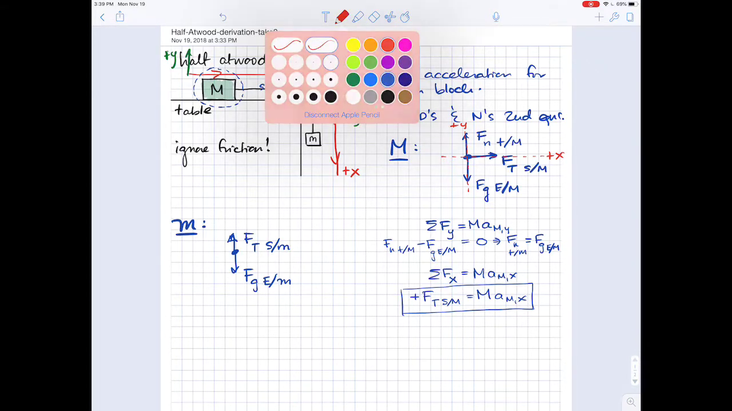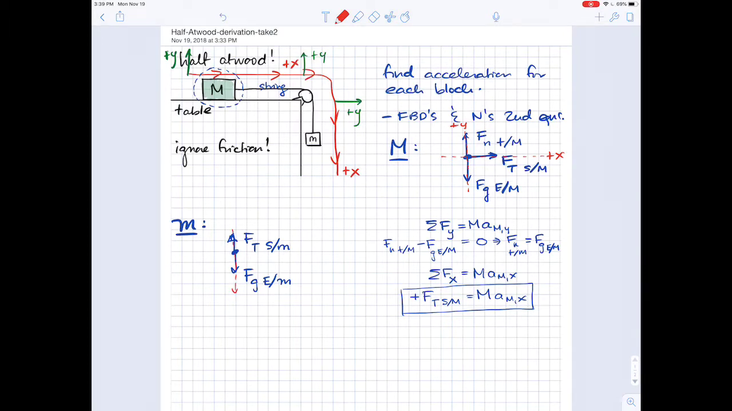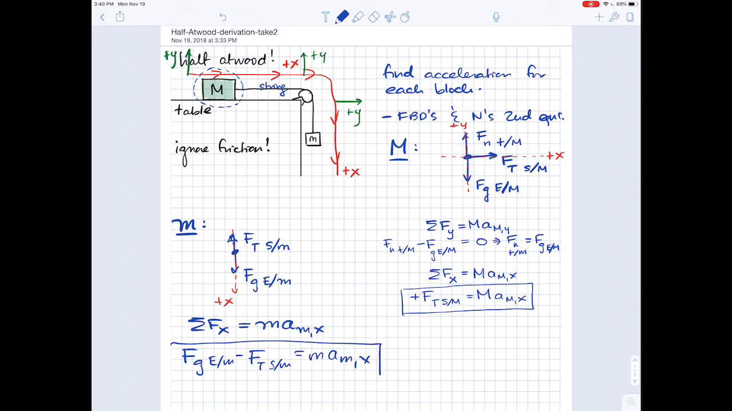And let's put the coordinate system in. So we have this coordinate system, that's plus x. All right, so for this one, let's write out our Newton's second law equation. The net force in the x direction equals the mass of the little block times its acceleration. And we have two forces in the x direction. We have the force from the earth on the little block minus the tension force from the string. And that gives us this Newton's second law equation. So again, I'm going to make it little.